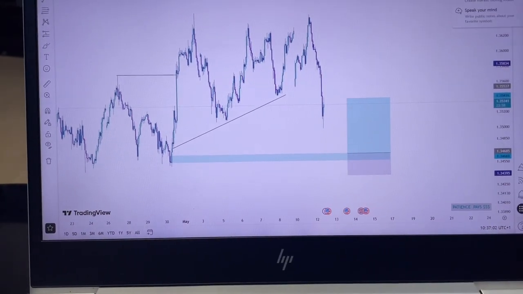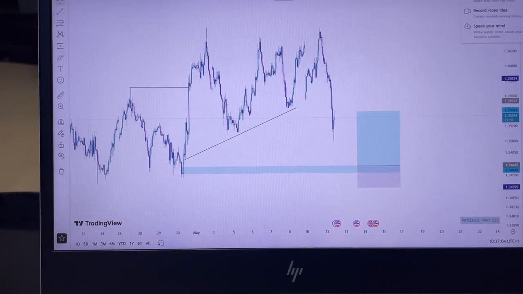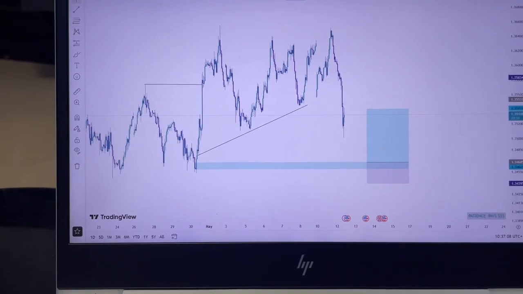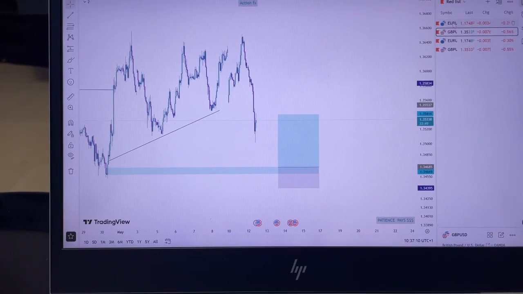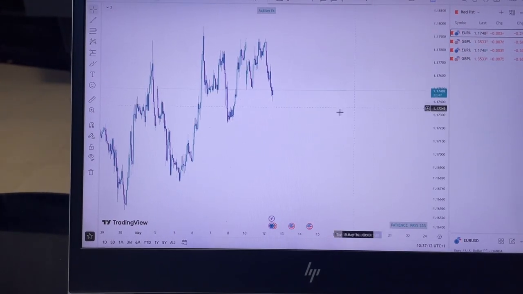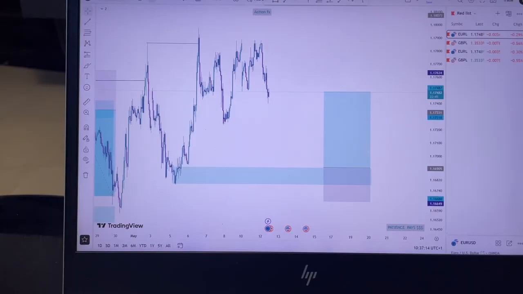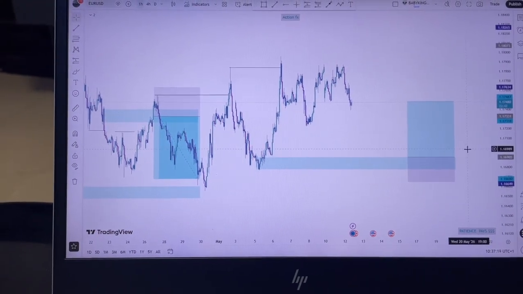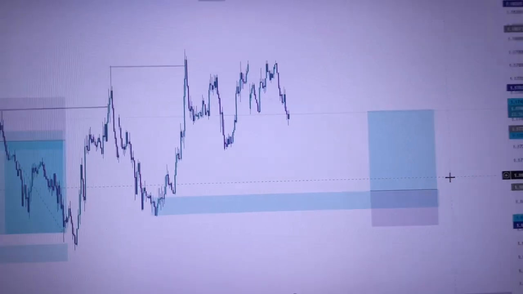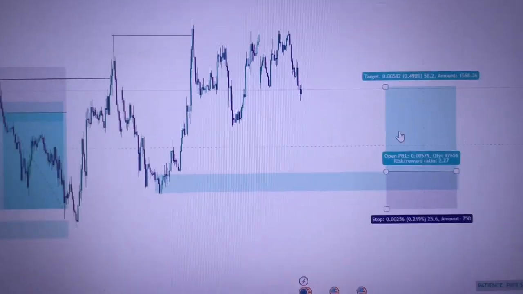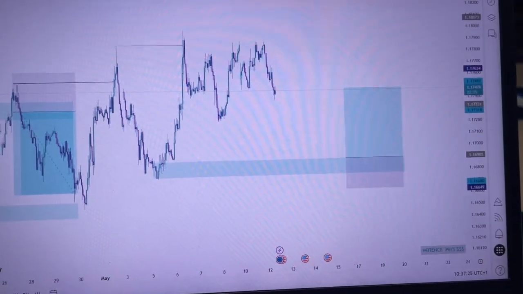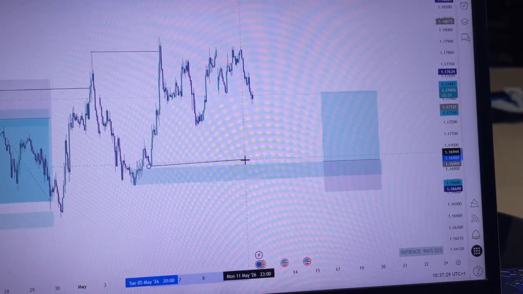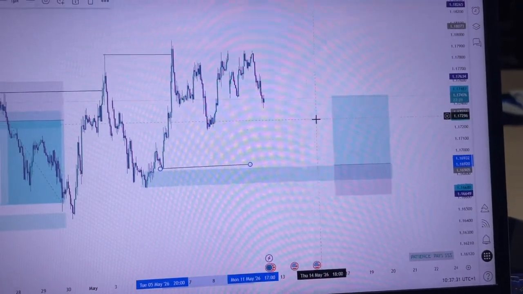So for Euro USD, I'm still observing. It hasn't really done much since then, and Euro USD has a clearer setup. So this is the Euro USD opportunity I'm currently observing. I have this liquidity right here in this particular trade.